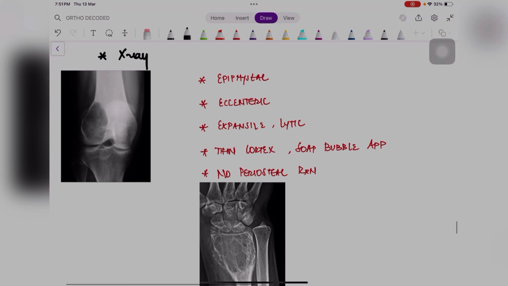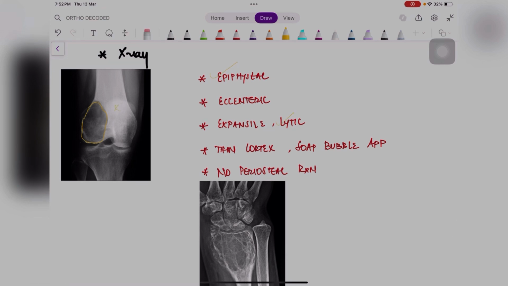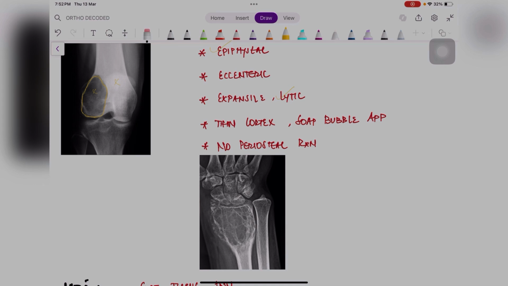Coming to the X-ray findings, what you can see here is an epiphyseal lesion. This is an epiphyseal lesion which is also extending into the metaphysis, and it is lytic. Can you see the difference between the bone here and the bone here? It is a lytic lesion. The other point is that it is expansile. The third point is that it is eccentric. It is not in the center, it is eccentric.